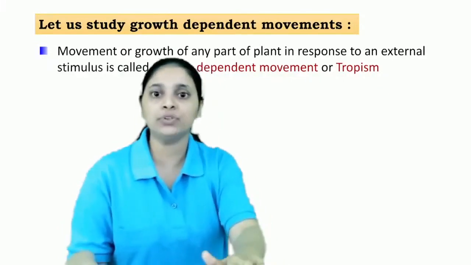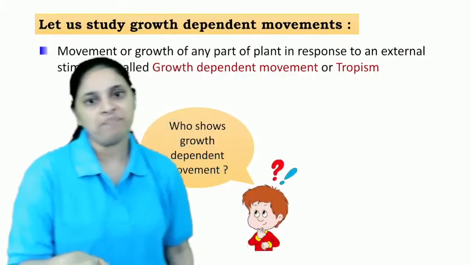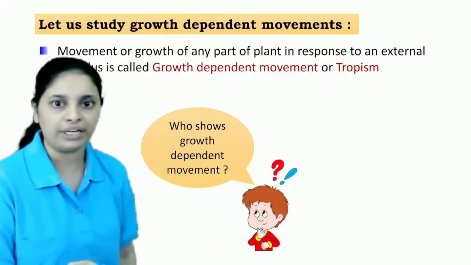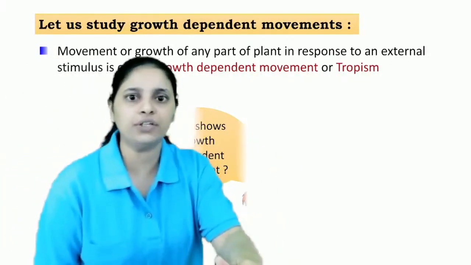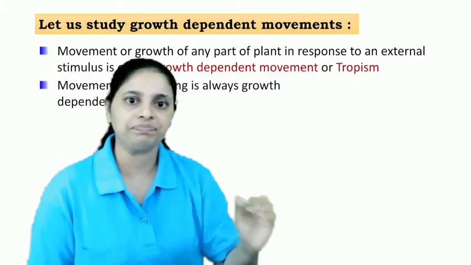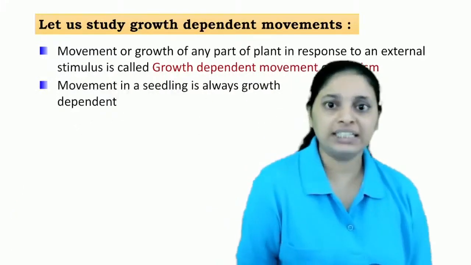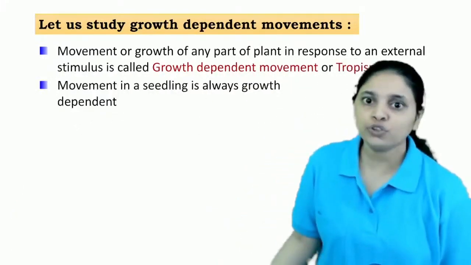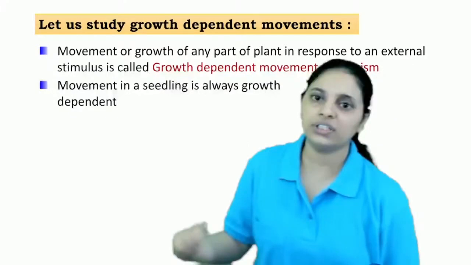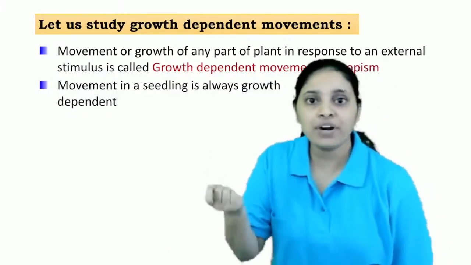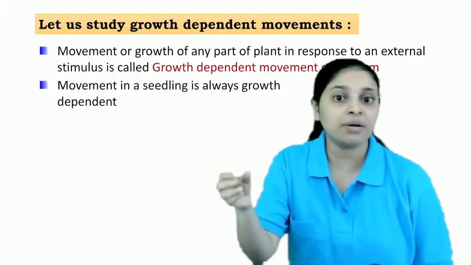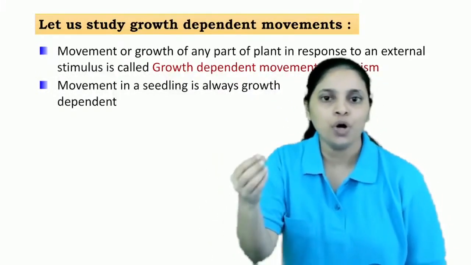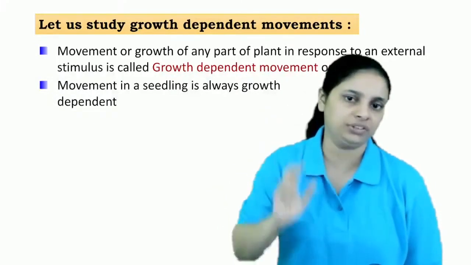Okay, so अभी हम कुछ examples के मदद से growth dependent movements को पढ़ेंगे. Who shows the growth dependent movement? Let's try to understand. Movement in a seedling is always growth dependent. So when you start with a seed, okay, in favorable conditions, what we will see is the seed will germinate to give rise to root and shoot system.